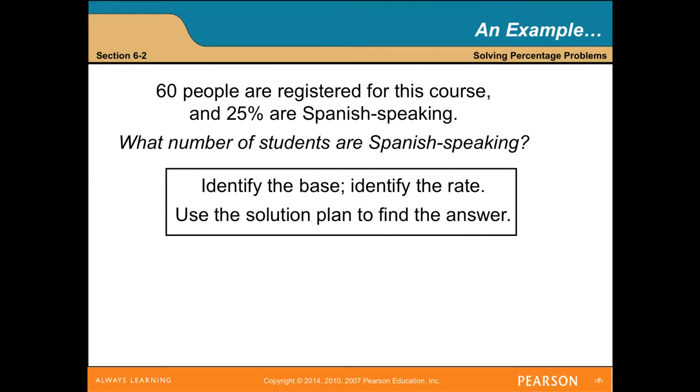60 people are registered for this course, and 25% are Spanish speaking. What number of students are Spanish speaking? Identify the base and identify the rate. Use the solution plan to find the answer. So the way I'm doing it right now in my head is, 25% I know is a quarter, right? Half of 60 is 30. Half of 30 is 15, and that's how I would approach it.